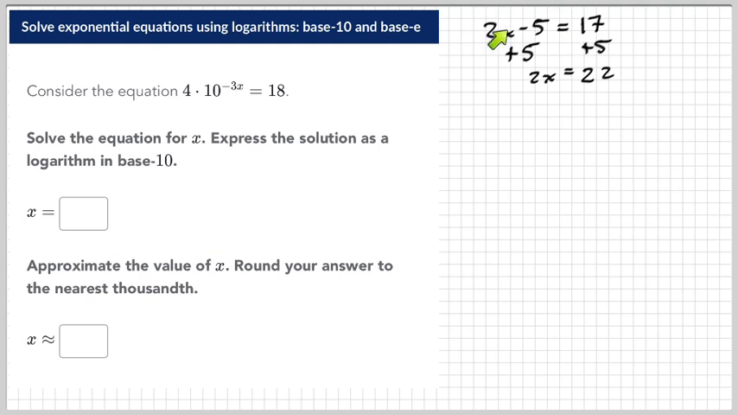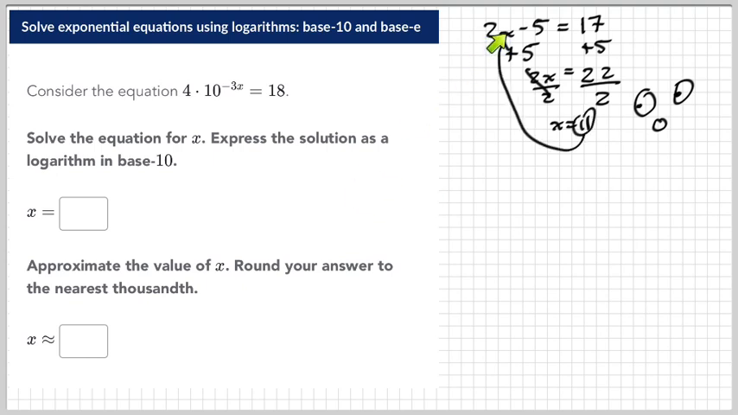It was crazy because there were 3 terms. Now there are only 2 terms. What's the inverse of multiply? Divide. So I'm going to divide by 2, and then divide by 2, and I get x equals 11. You're like, oh my gosh, I found the answer. And then you could take that 11 and plug it back in to see if it works.